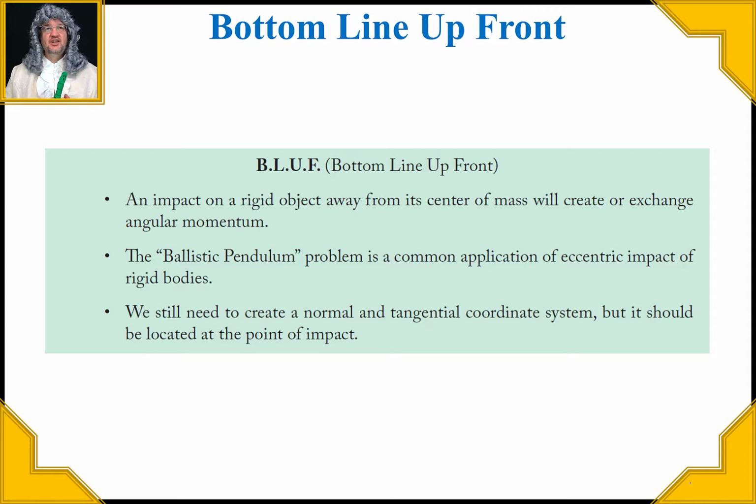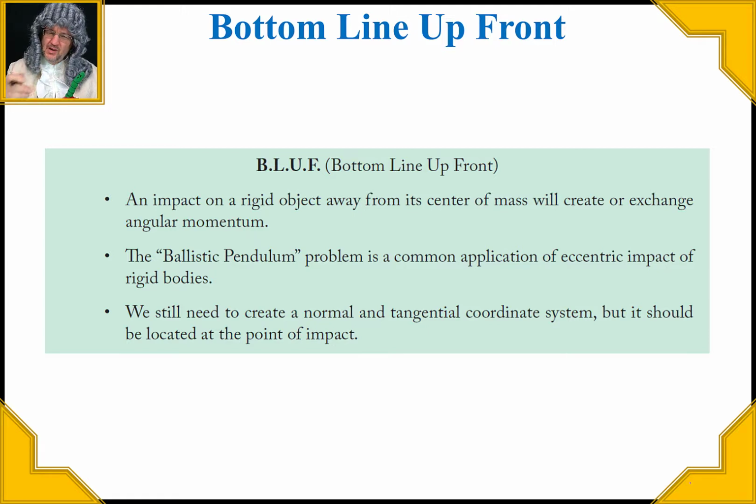A ballistic pendulum is a really common type of problem where we take a look at this. When they say ballistic, maybe a bullet will hit an object and cause it to shift and move, and we use that to go backwards and figure out what the bullet's velocity was by way of doing this arrangement.